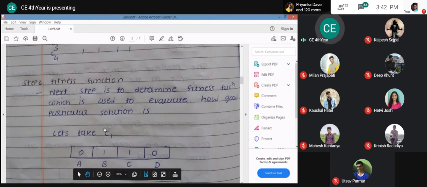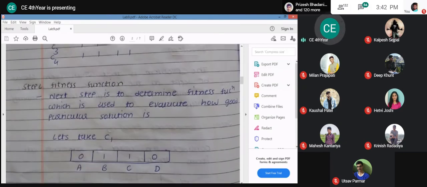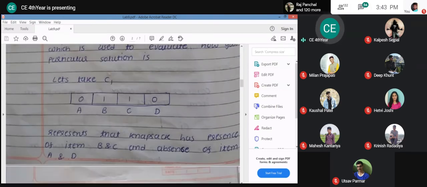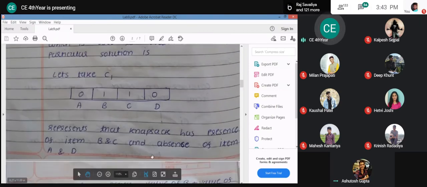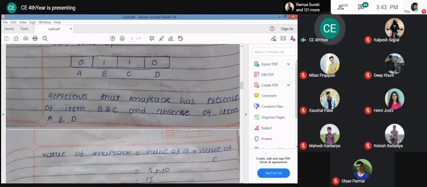Now see, let's say I am taking C1. Okay, so here there are 4 populations, C1, C2, C3 and C4. Let's say I am considering the C1 population. So here I can say that it represents that the knapsack has the presence of items B and C and the absence of items A and D. Okay, so right now I am talking about C1.